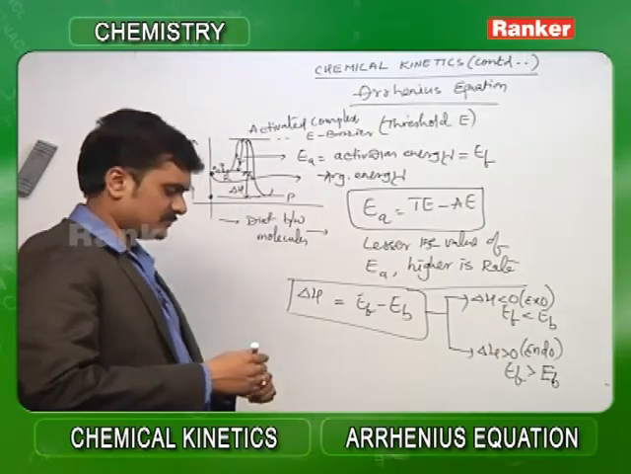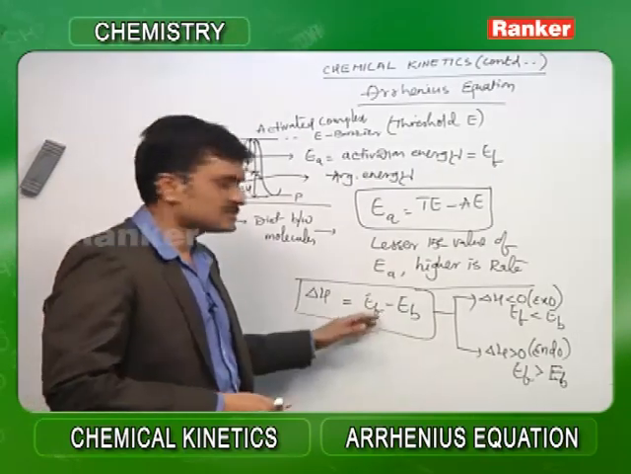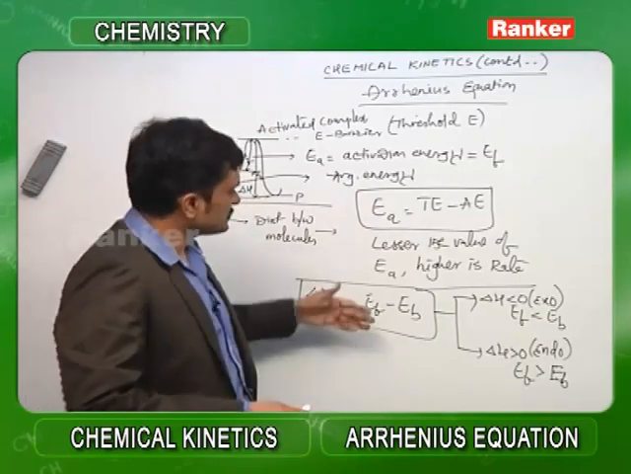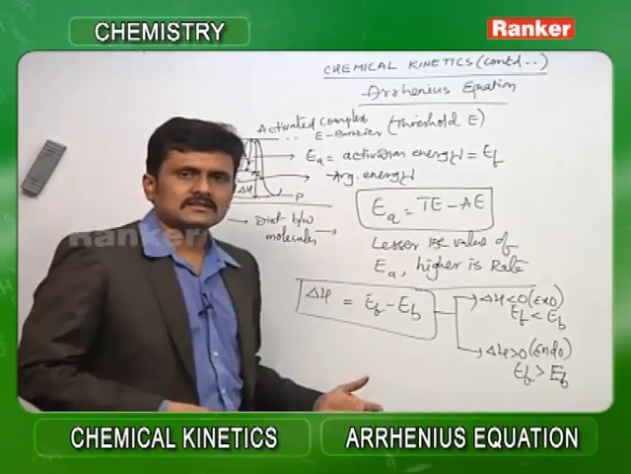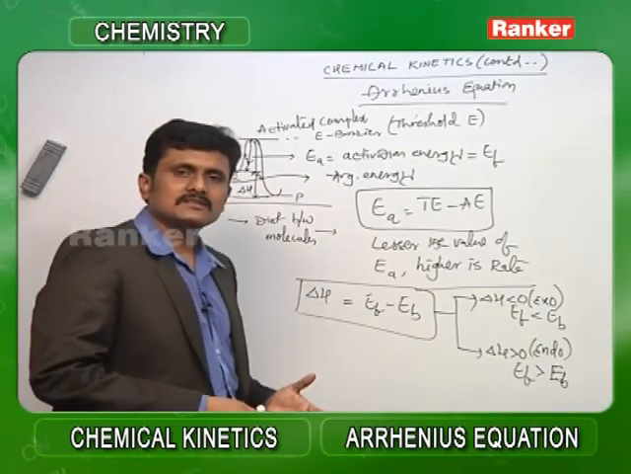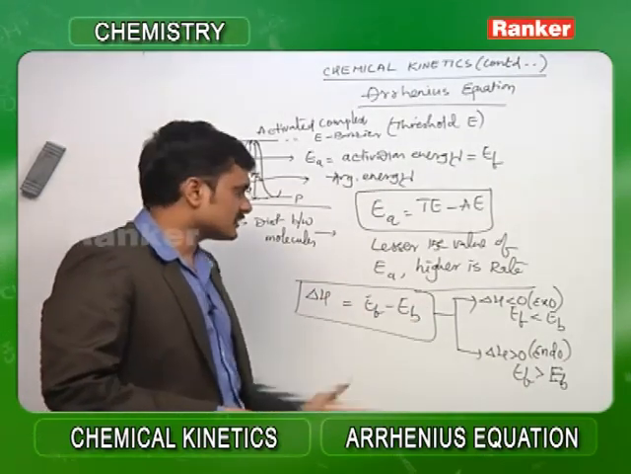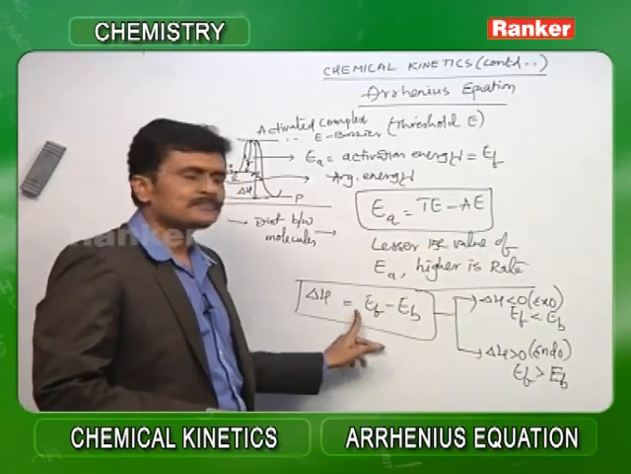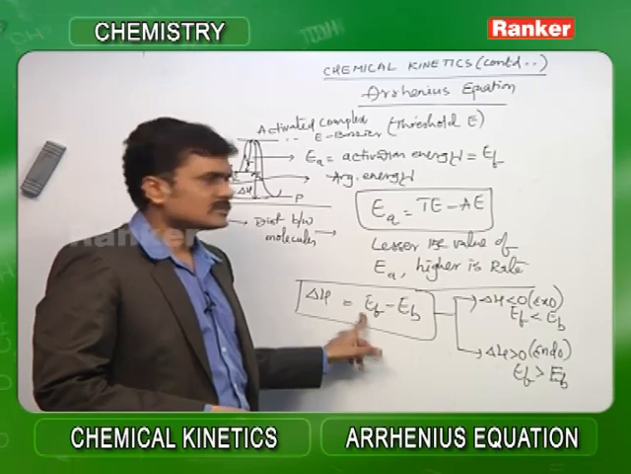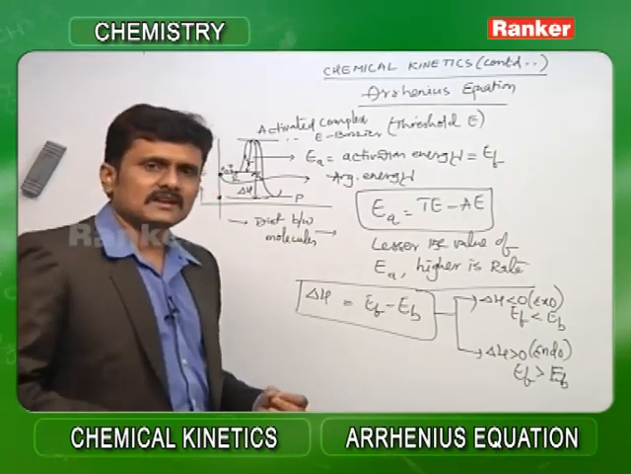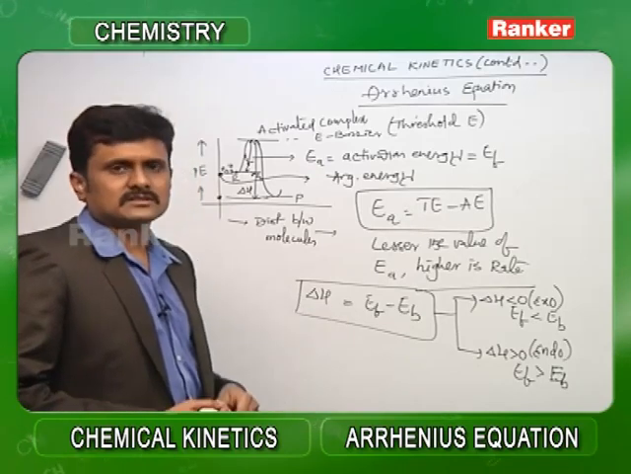So these two relationships are very frequently asked in JEE. By giving the delta H value and the activation energy of one particular side, forward or backward, we can get the activation energy of the other side, or we can predict whether the reaction is exothermic or endothermic depending upon the values of these two. So now the question arises: what's really happening when a catalyst is being added to the reaction mixture?